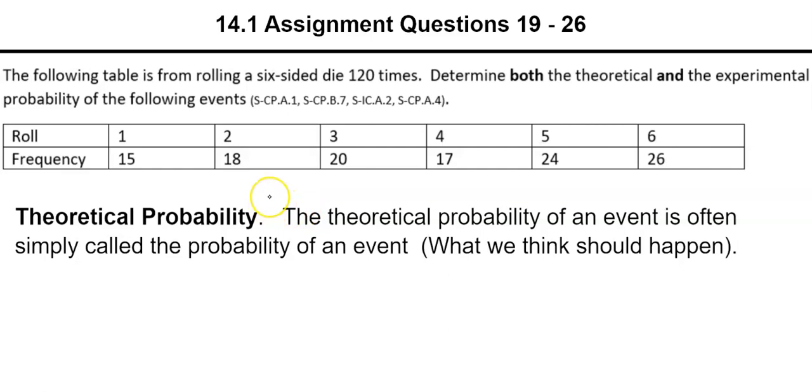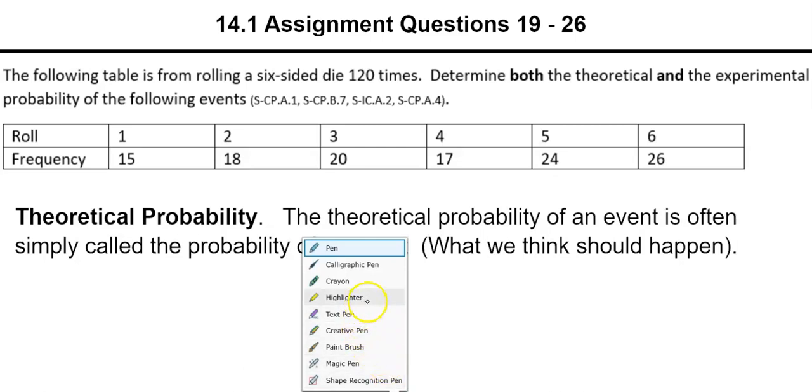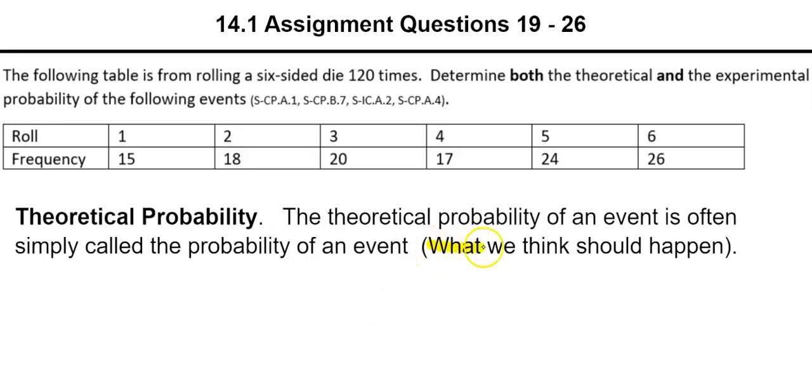So theoretical probability. What we have talked about up until this point is theoretical probability. Theoretical probability, for lack of a better word, is the probability that we think should happen. Alrighty, so like here, the following table is from rolling a 6-sided die 120 times. So we want to determine the theoretical probability and the experimental probability of the following events.